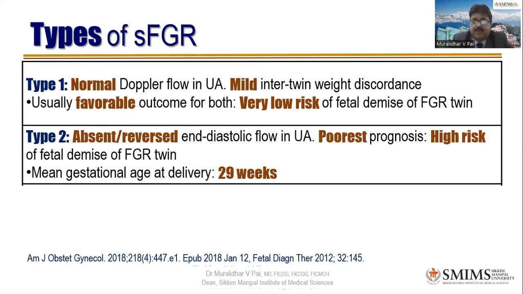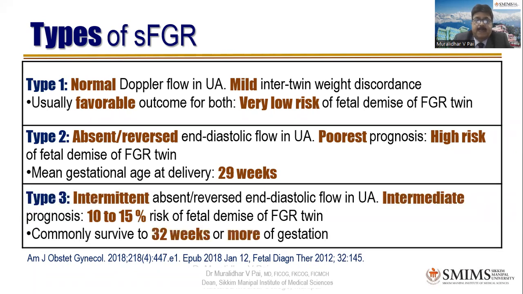Type 2, absent, now starts the problem in the Dopplers. Absent or reversed end diastolic flow in the umbilical artery obviously has the poorest prognosis, and a high risk of fetal demise of FGR. So prognosis is bad, or there can be death also. The mean gestational age at delivery is 29 weeks. They don't cross that because maybe iatrogenically we induce delivery or do cesarean delivery.